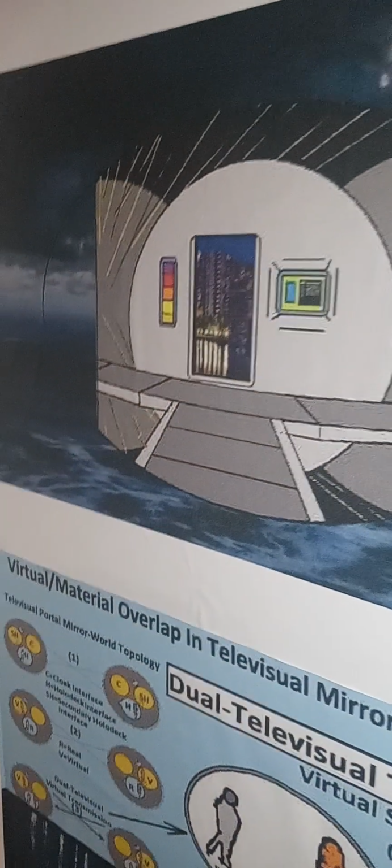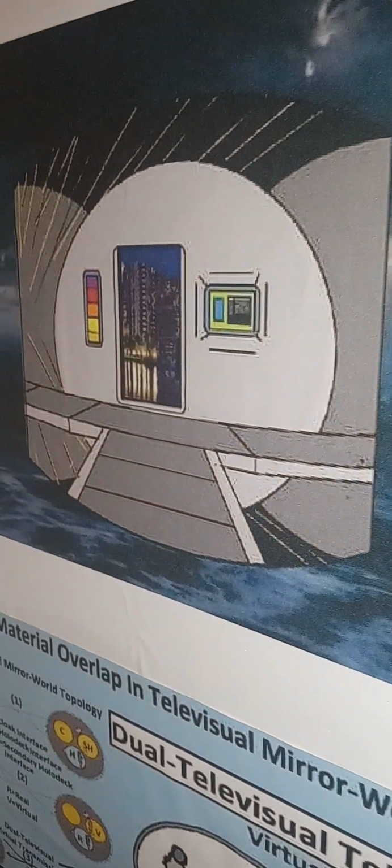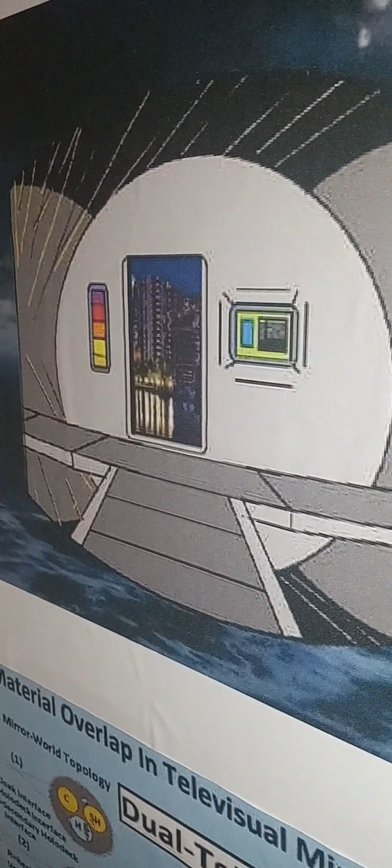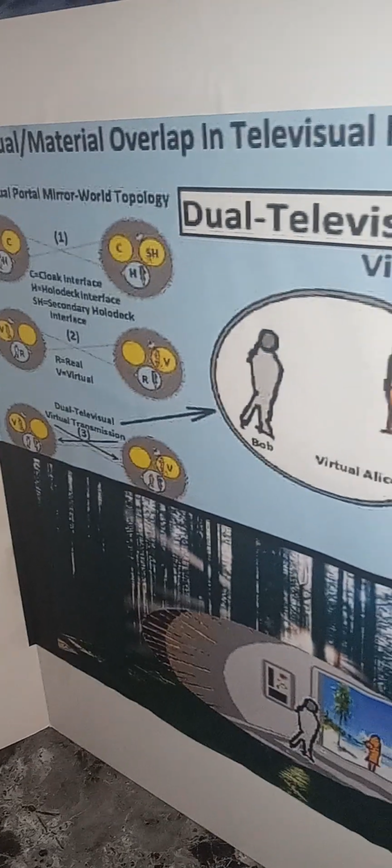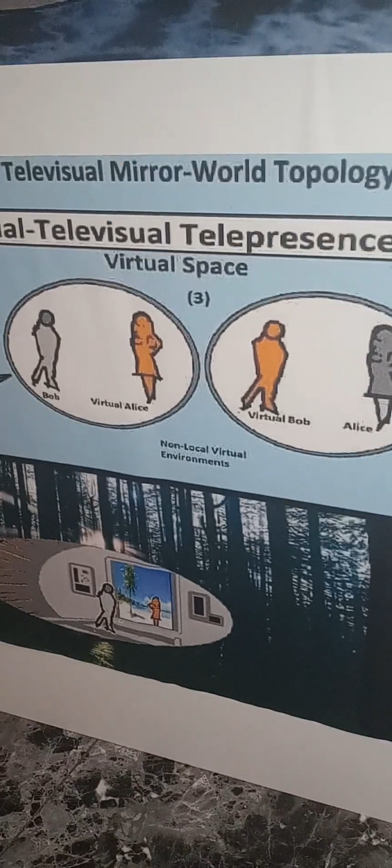And this is a televisual portal. It's invisible on the outside, and it creates a telepresent holodeck inside one of the three interface chambers of the portal, the holodeck chamber, the real holodeck. That's like a city background on a bay. And so this is virtual material overlap of televisual mirror world topology. And there's a dual televisual telepresence of both.